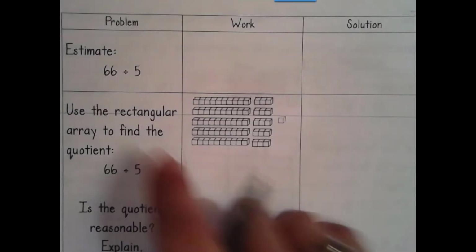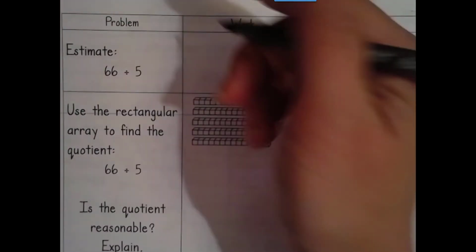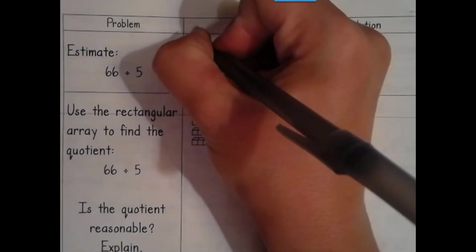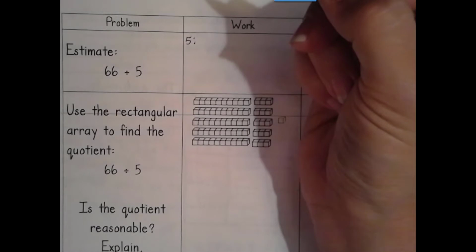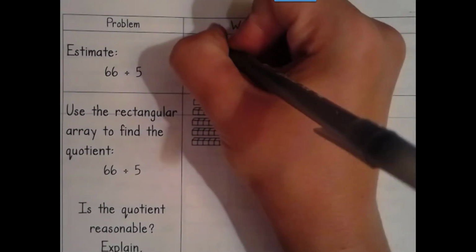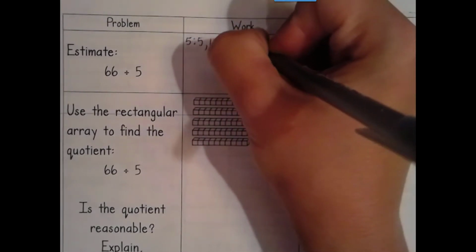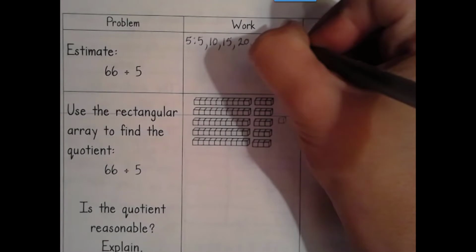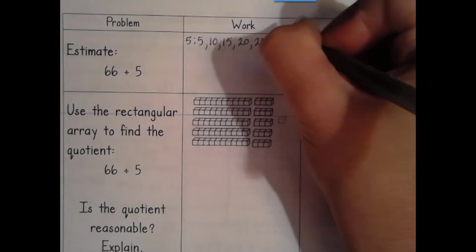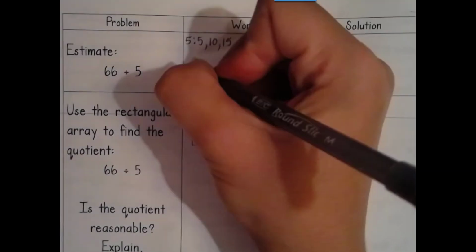So I have my estimate here. I need to take my divisor, list the multiples to find a compatible number to change this to. So 5, 10, 15, 20, 25, 30, 35. If I need more multiples, I can list more.